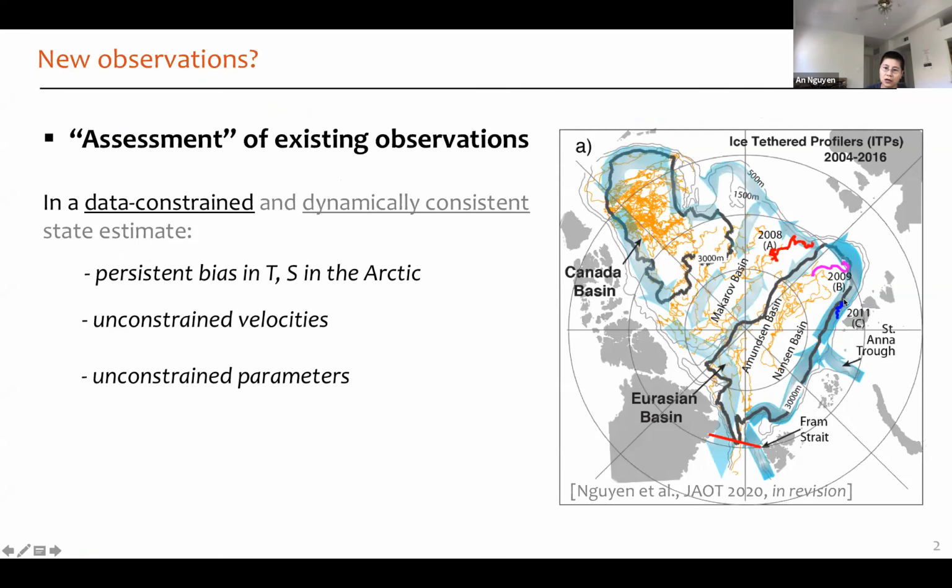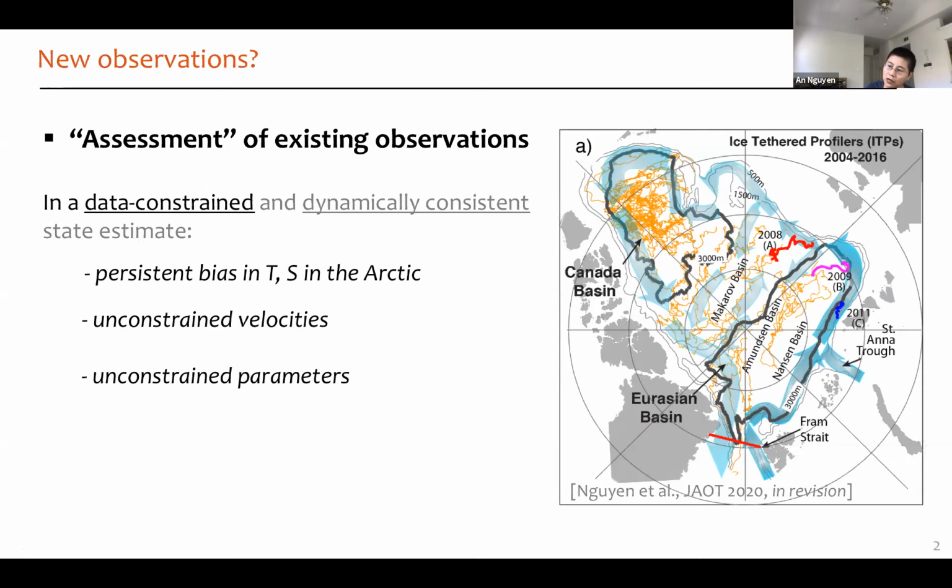Before we talk about new observations, generally we would like to understand or assess what the best information we can extract already from the existing observations. And typically in our group, we do that by performing a data-constrained and dynamically consistent adjoint-based inversion at decadal timescale. And that's what I have been doing for the Arctic.